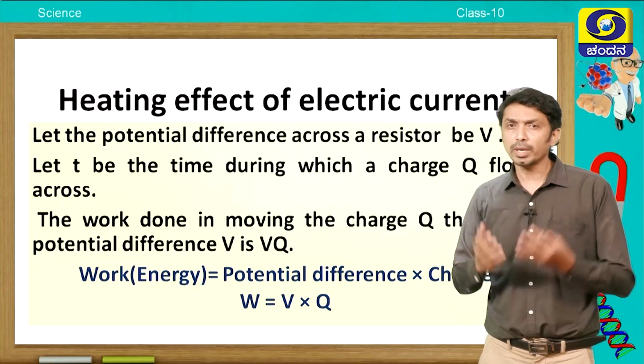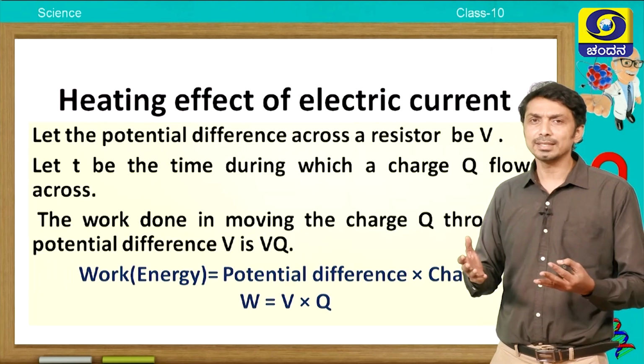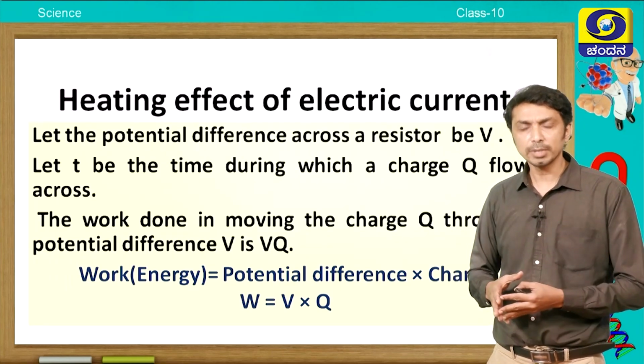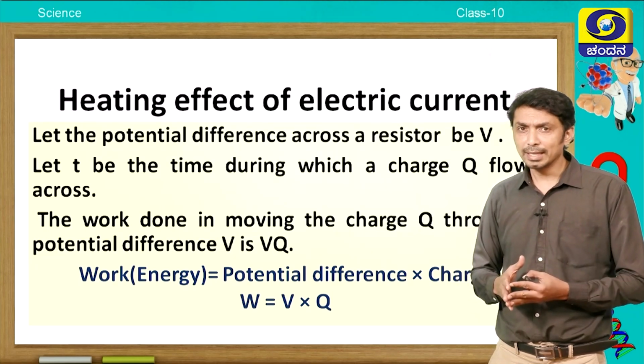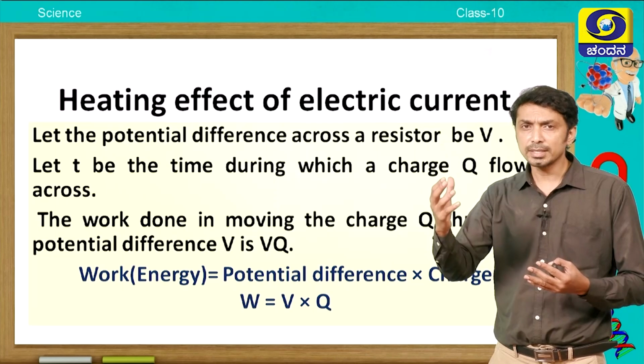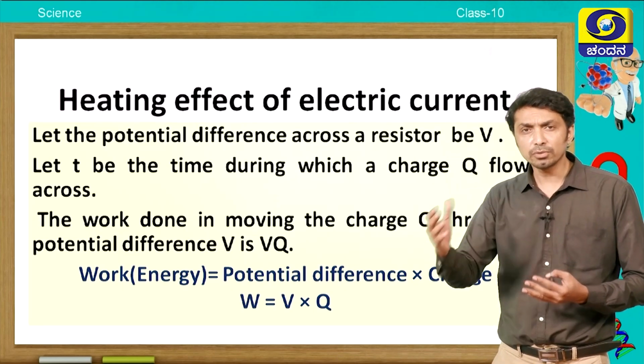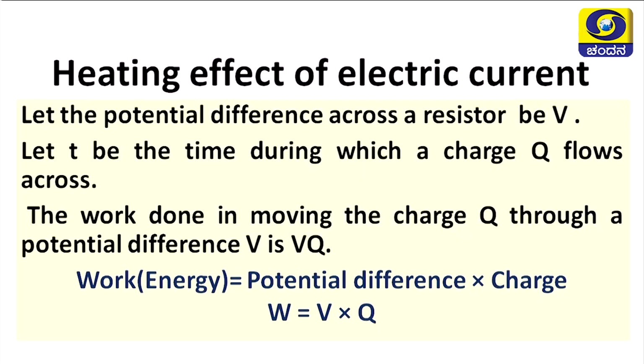In order to move any object, we know in science that some amount of work has to be done. So we already know that whenever work is done, or whenever we apply a force on any object, if there is a displacement, then we say the work has been done. Work is equal to force into displacement.